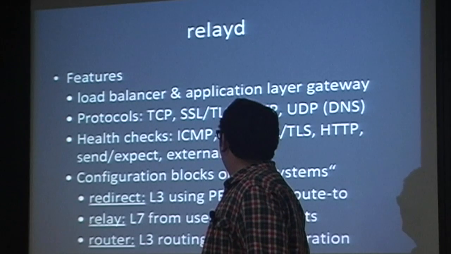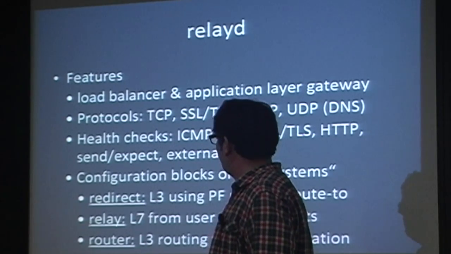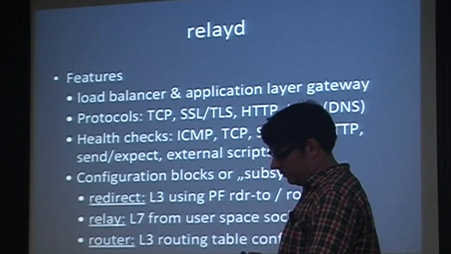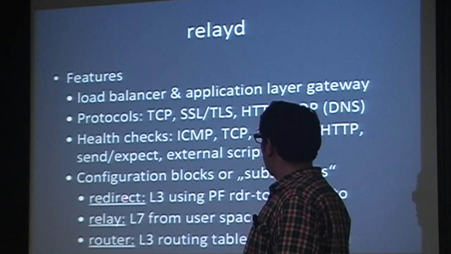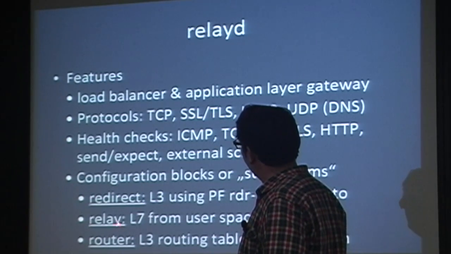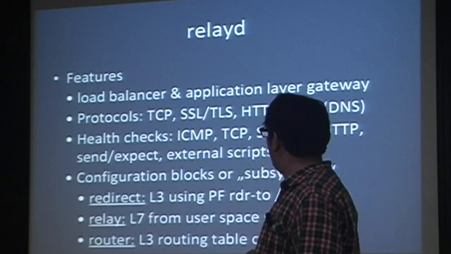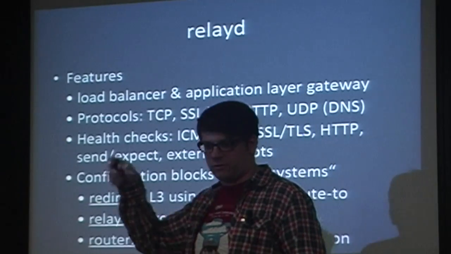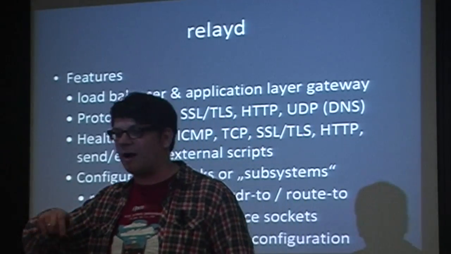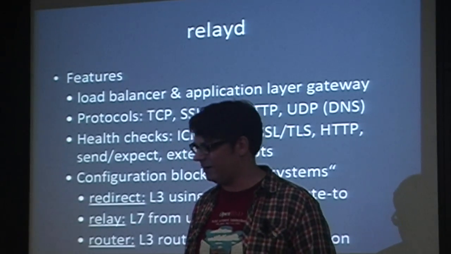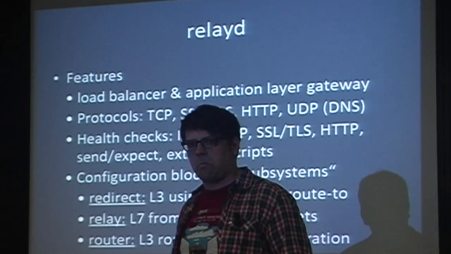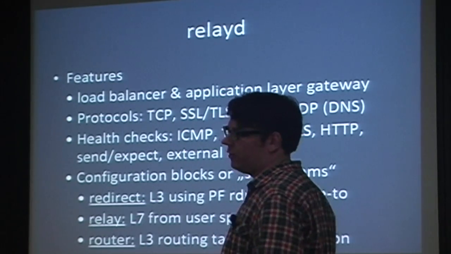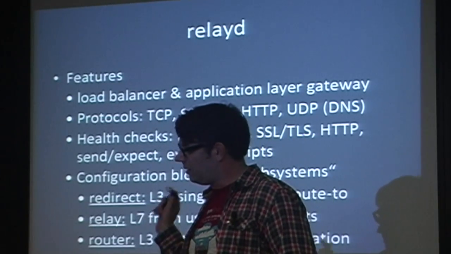So the major configuration of RelayD is in 3 blocks or subsystems. They're all tied together, so all of them can get health information from the health checks. And then there are 3 different types. Like redirect, as I said, that was the initial. We programmed PF to do RDRs, or RDR2 in recent days, which basically is a port address translation. Or a newer feature is Route2. I will show this later.